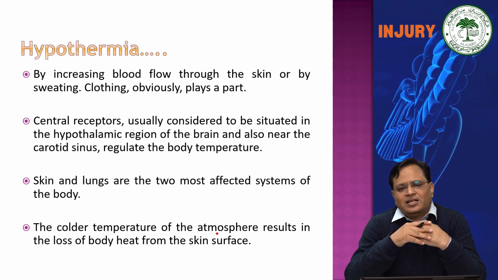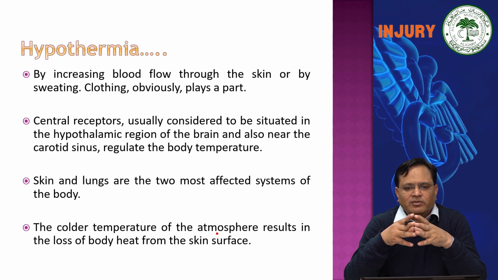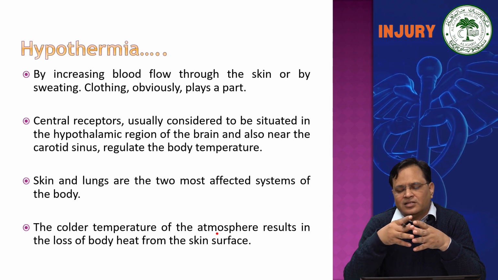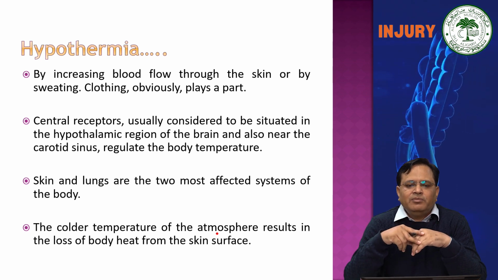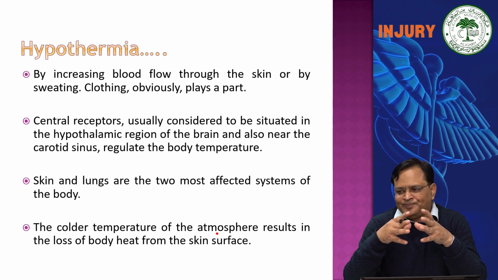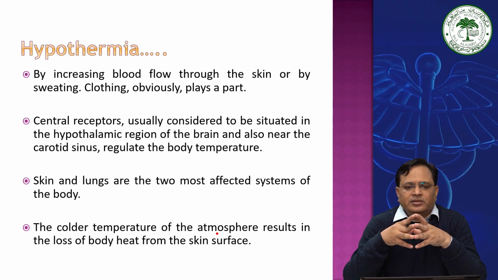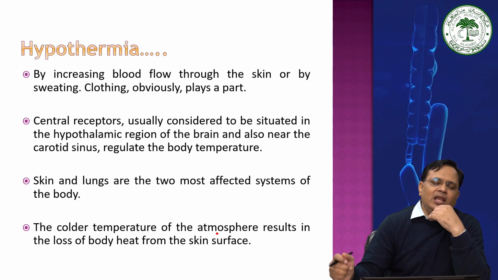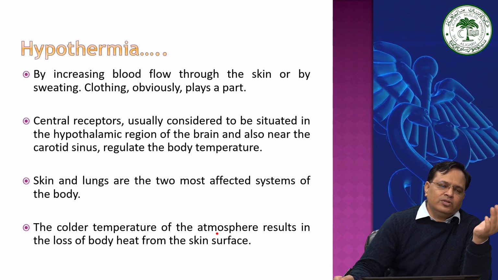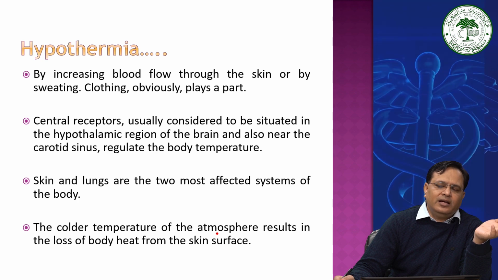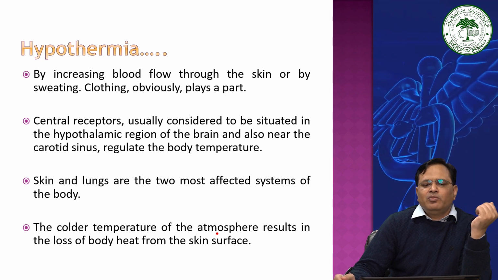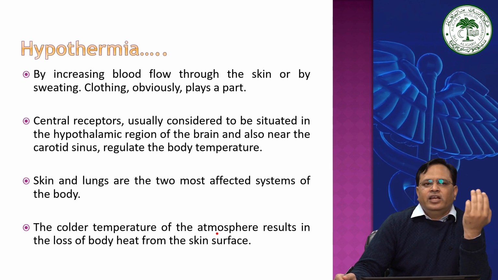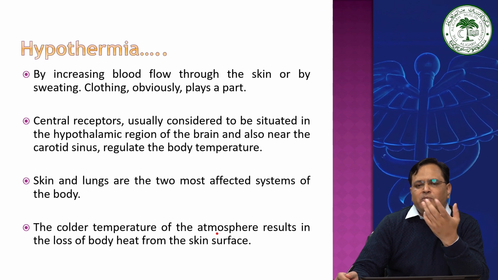Central receptors, usually considered to be situated in the hypothalamic region of the brain and also near the carotid sinus, regulate the body temperature. Skin and lungs are the two most affected systems of the body, and basically the two most important organs that help in losing body heat. Skin is totally exposed to the environment, and the lung is exposed to the air which we inspire and expire.